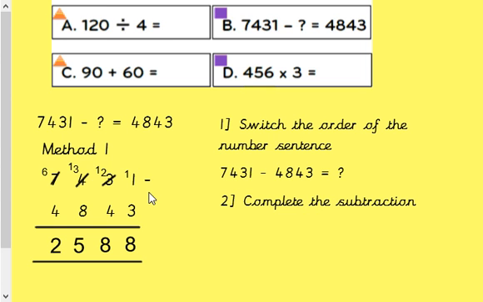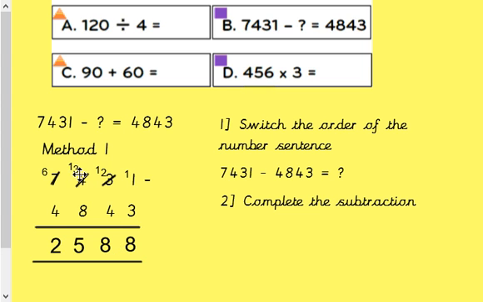Now the method I'm using this morning is decomposition, where we exchange if we need to. First one there, 1 take away 3 we cannot do, so we need to exchange a 10 from this column. That becomes 11 then. 11 take away 3 would be 8. We then have 2 take away 4. Again, we cannot do that, so we need to exchange from the hundreds column there. This makes this number over here 12. 12 take away 4 is 8.